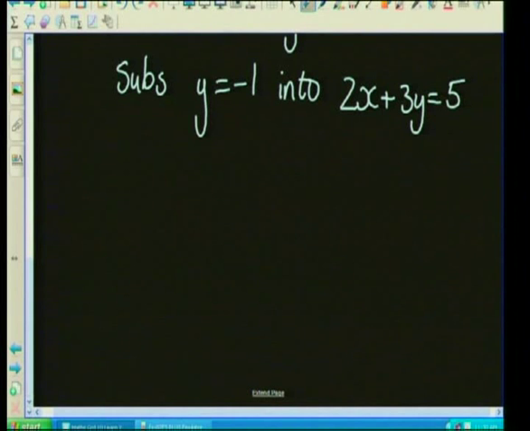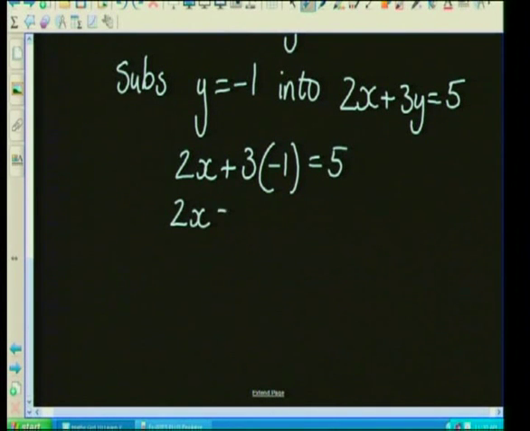And that means wherever you see a y in that, you're going to replace it with a negative 1. So there's no longer a y, it's negative 1 is equals to 5. Then you add what you can and you move what you can't. So it becomes plus 3. How did that happen? Well, 3 times negative 1 is negative 3. Take it to the other side, plus 3. 5 plus 3 is 8. X is equals to 8 divided by 2, which is x is equals to 4.